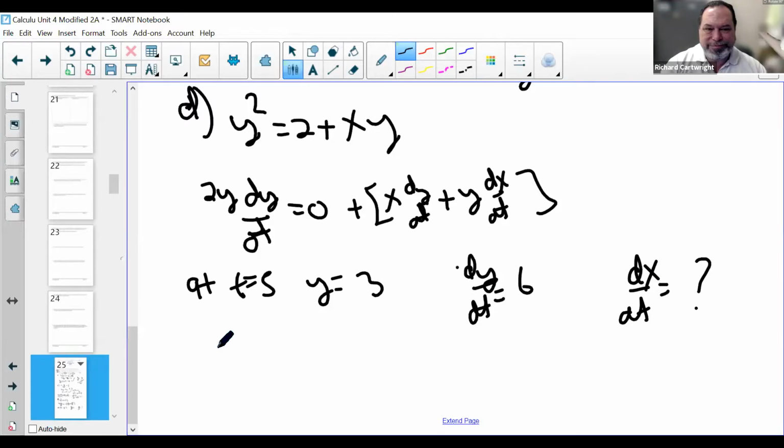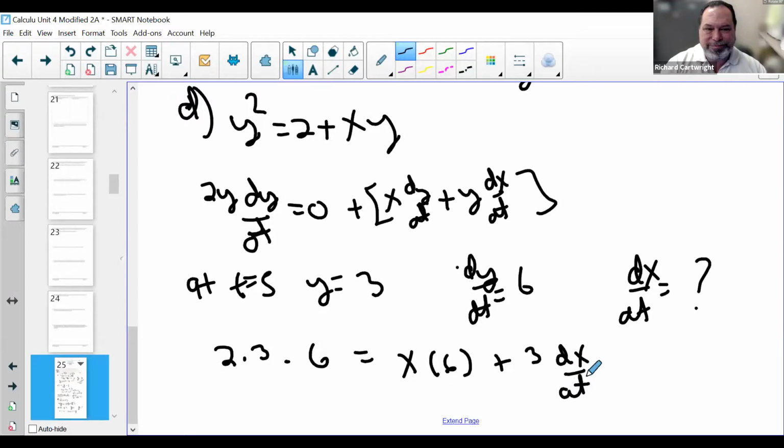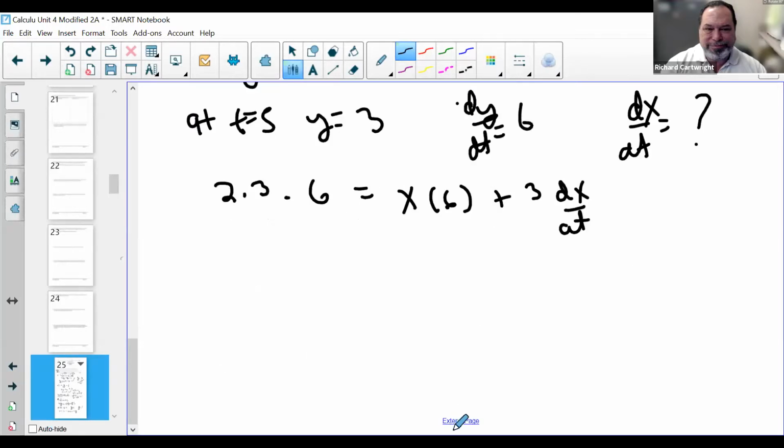So plug everything in. 2 times 3 times the 6. I'm just copying this right up here. Equals, there's a 0. The x, I don't know x. Let me just write it down. X times dy/dt, which was 6, plus the y is a 3, and this is what I'm looking for. I don't have the x. I have 2 unknowns, so you need another equation called a secondary equation.